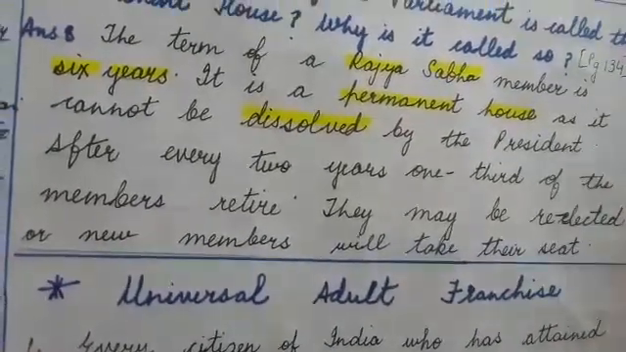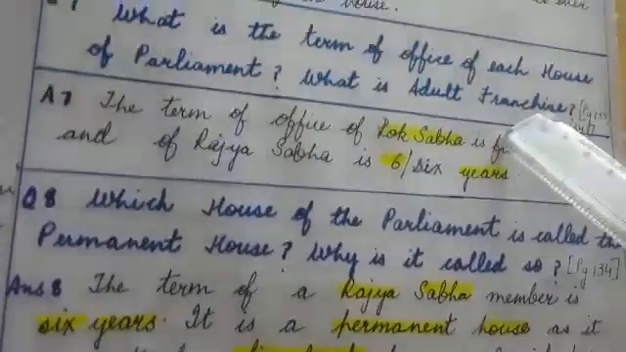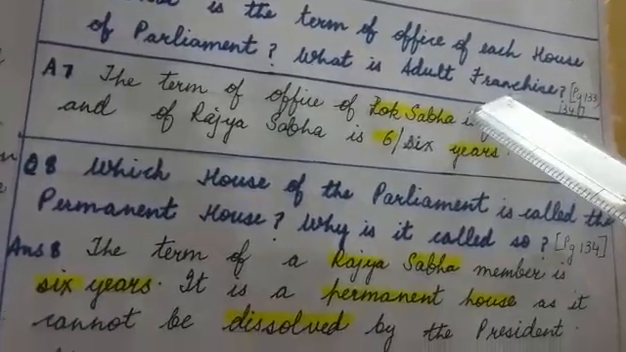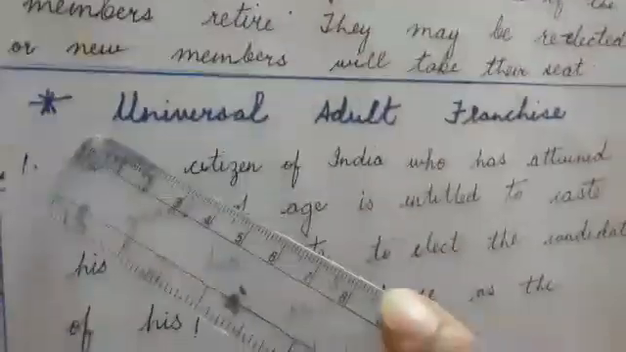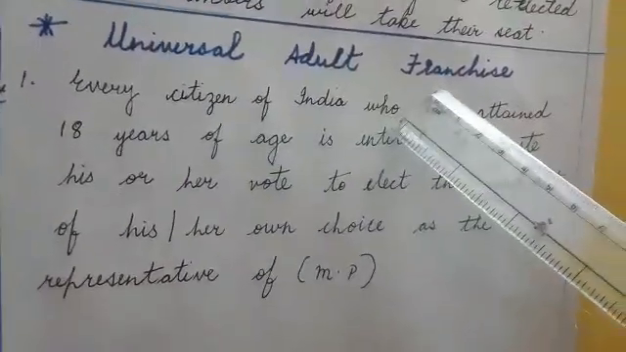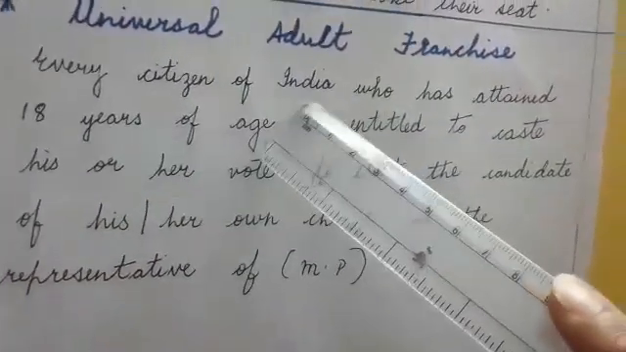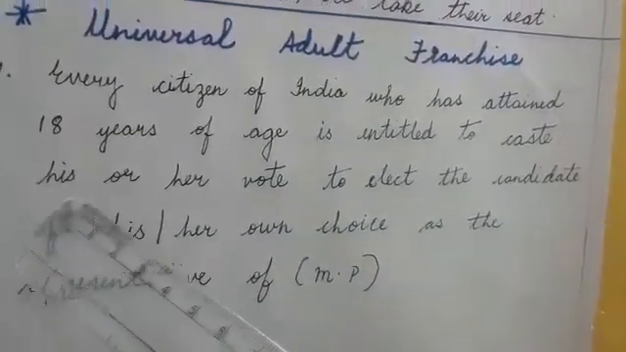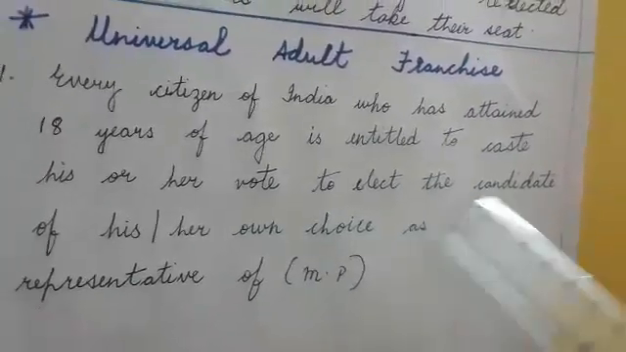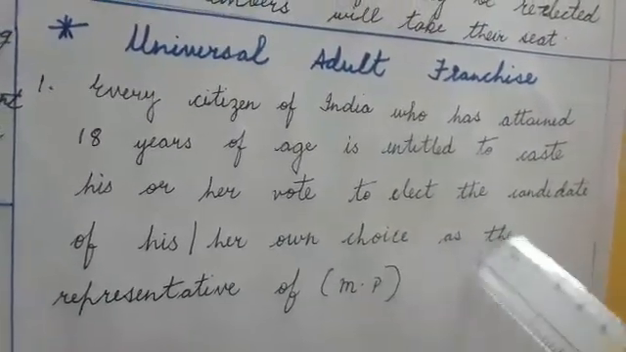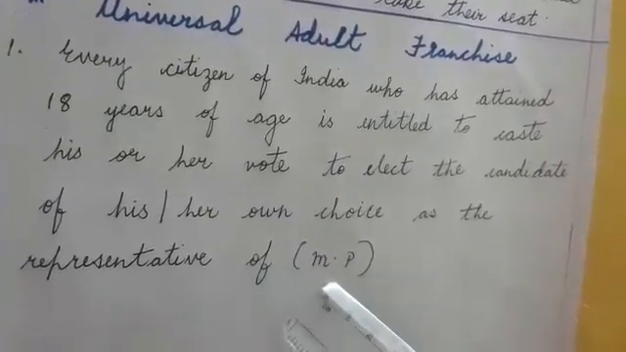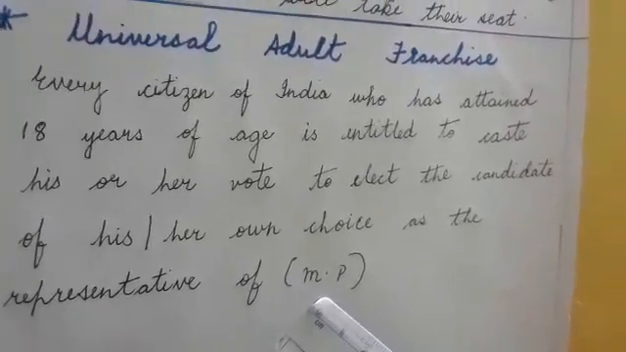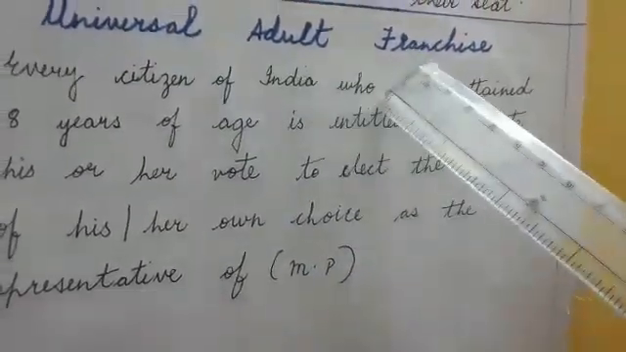Now, as you have seen in question number 7, there is another question. What is adult franchise? You can also write it as a short note, the way I have given it at the end of this lesson. Universal adult franchise. Now, what is it? Every citizen of India who has attained 18 years of age is entitled to cast his or her vote to elect the candidate of his or her own choice as a representative, the MP, that is Member of Parliament. This answer is on page number 134 under the topic Universal Adult Franchise.